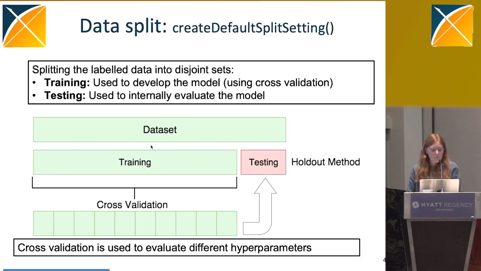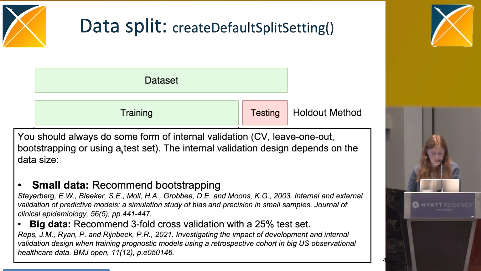By default, we recommend 25% of your data in the test set and 75% in the training set, but this will vary depending on how much data you have. There have been some studies to investigate this. You'll see lots of papers that recommend you use bootstrapping to evaluate a model internally, but this is generally if you have small data. If you have big data, bootstrapping is pretty hard to do.